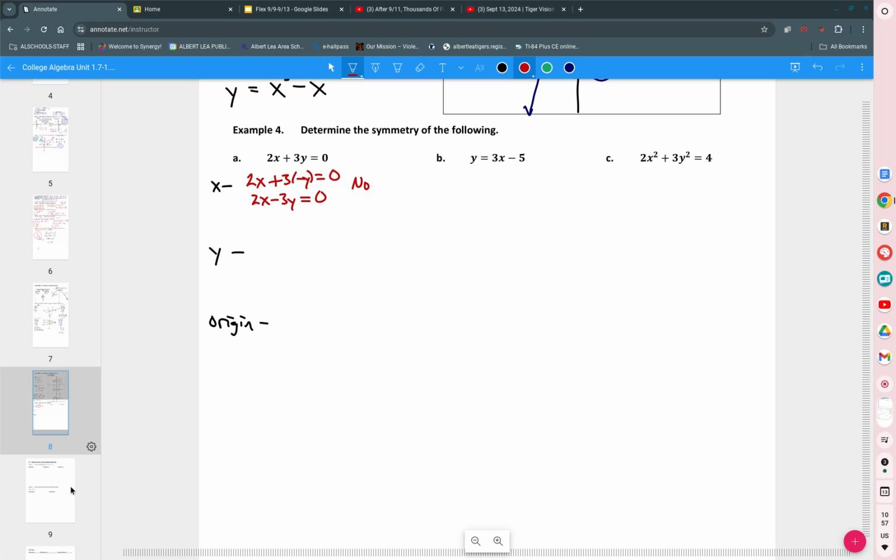Now I'm going to plug in a negative x to determine the y-axis symmetry. 2 times negative x plus 3y is 0, or negative 2x plus 3y is 0. Is that the same as what I started with? No, it's not.